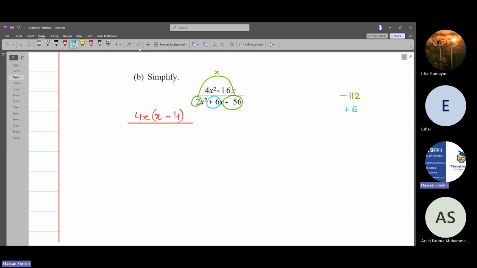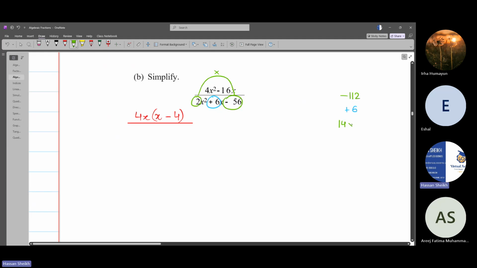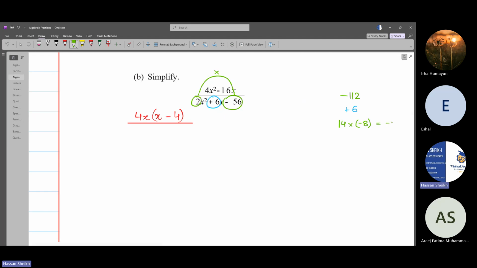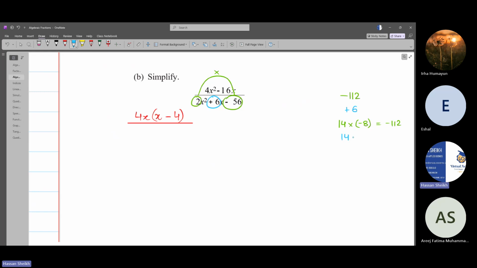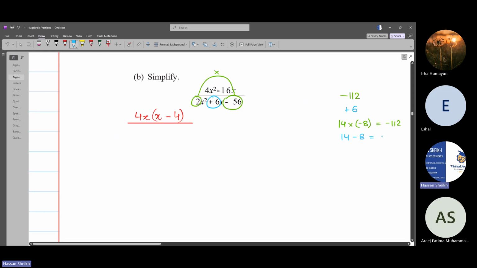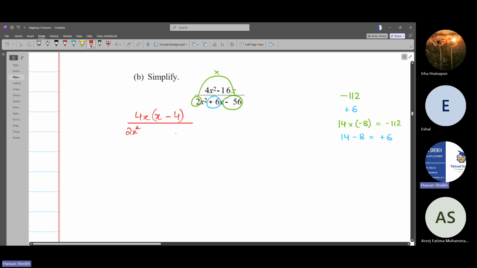Yeah, I've got it. Look, do you agree that plus 14 multiplied with minus 8 is minus 112? Agree? Yes. And plus 14 when added to minus 8, it's plus 6. Yes. Now the next step is to write 2x square and minus 56 as it is.